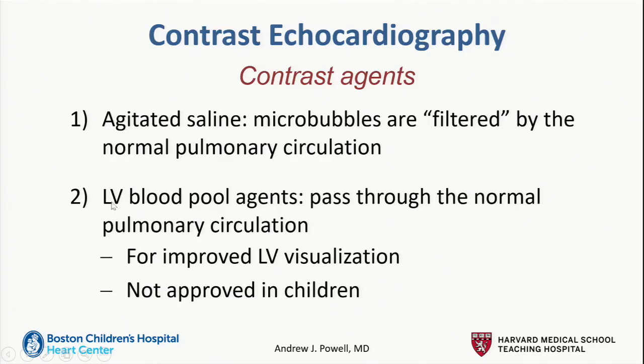Another class of contrast agents would be what are called LV blood pool agents. These are small enough to pass through the normal pulmonary circulation, make their way through the capillaries, and so they make it around to the left side of the heart, and these can be used for better LV visualization. Last time I checked, though, these aren't approved in children, so this is really going to be the focus of everything I say from here on out, the agitated saline.